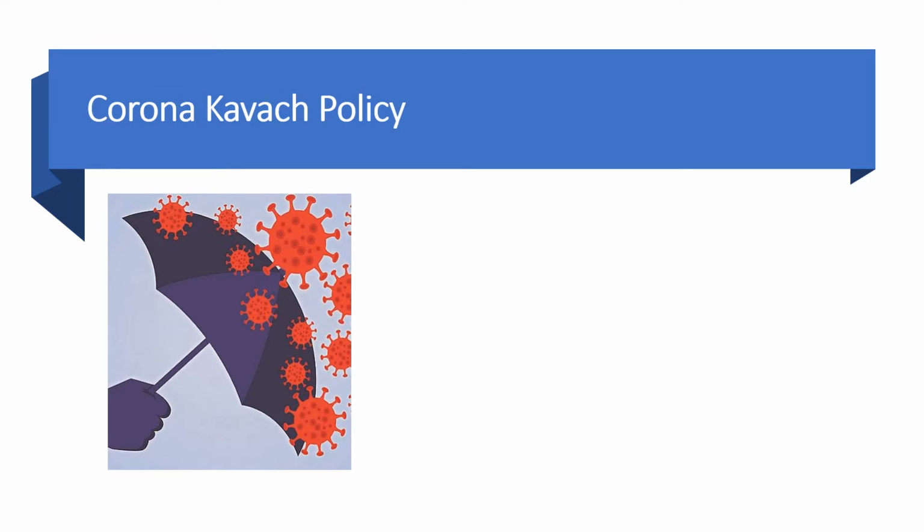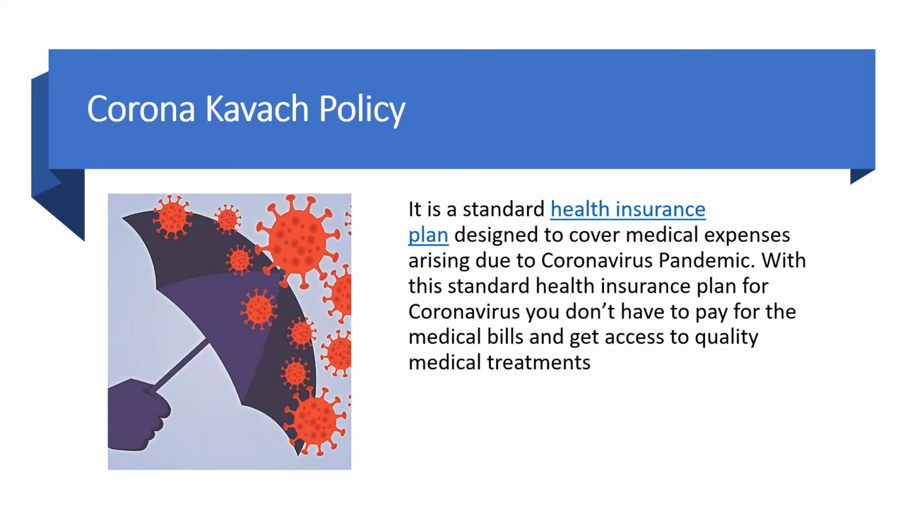Corona Kavach policy. This policy is a standard policy which will pay your medical expenses on actual. That means you will pay money on your actual expenses and it can be cashless or you can claim after discharge. This policy is available in three terms, that is 3.5 months, 6.5 months and 9.5 months. Also keep in mind that there is a first 15 days mandatory waiting period for this policy.